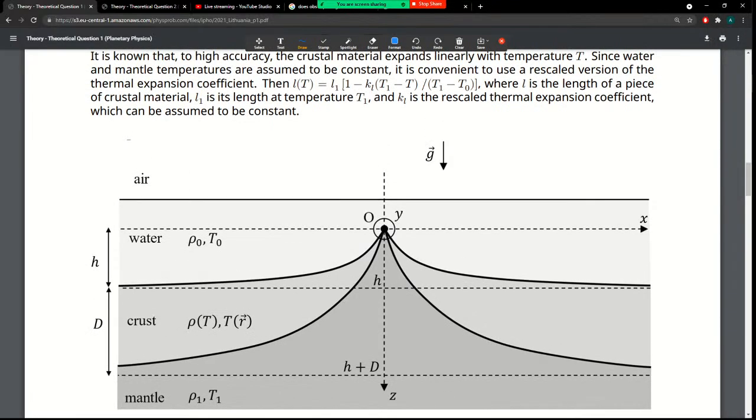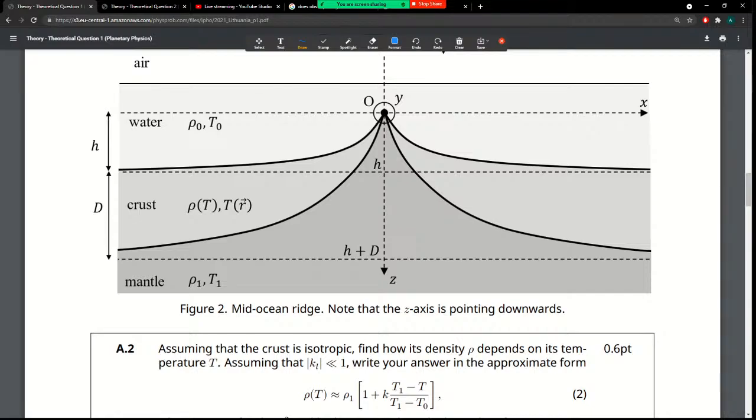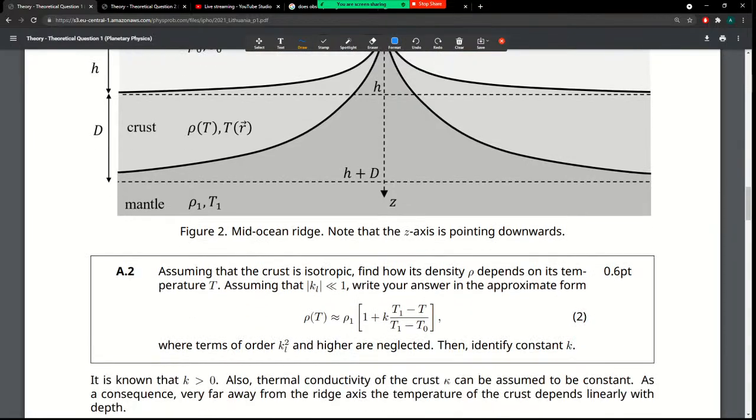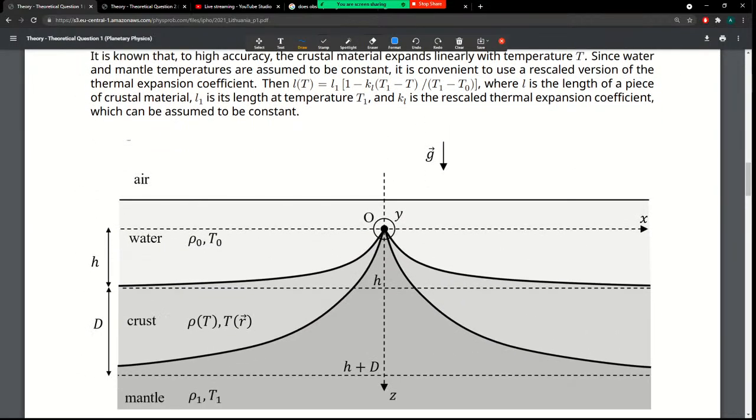I have completely lost track, so let me read it again silently. Okay, so I got it. L1 is the length of the crust. Okay, sure, yeah.